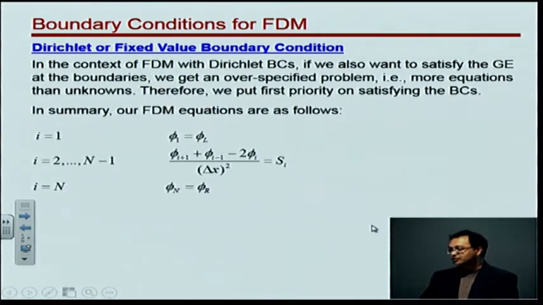So if we summarize all the equations we have, our n equations: for the first node, we have phi1 equal to phi l. For the interior nodes, we have the finite difference equation that we derived. In the last equation, we have phi n equal to phi r. Now we have n equations with n unknowns, and we can solve it. Any questions?